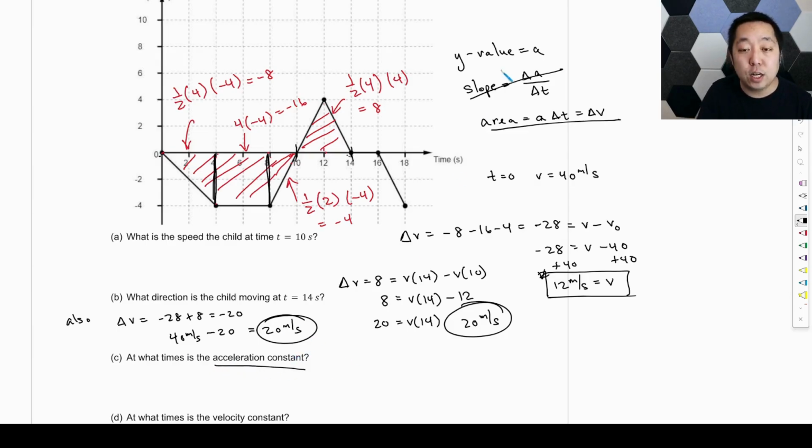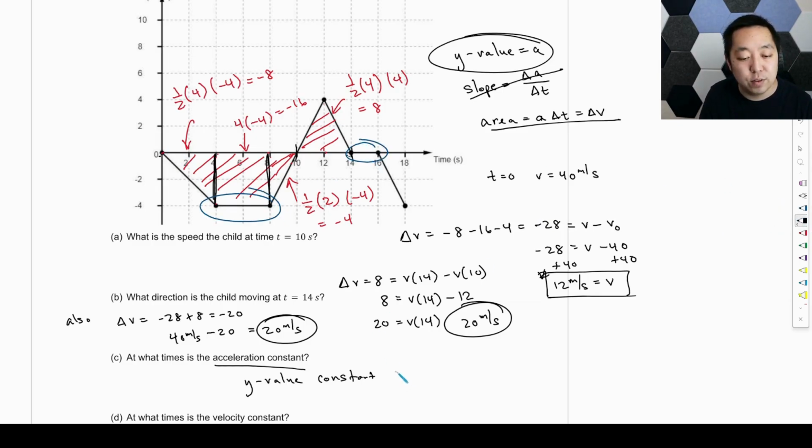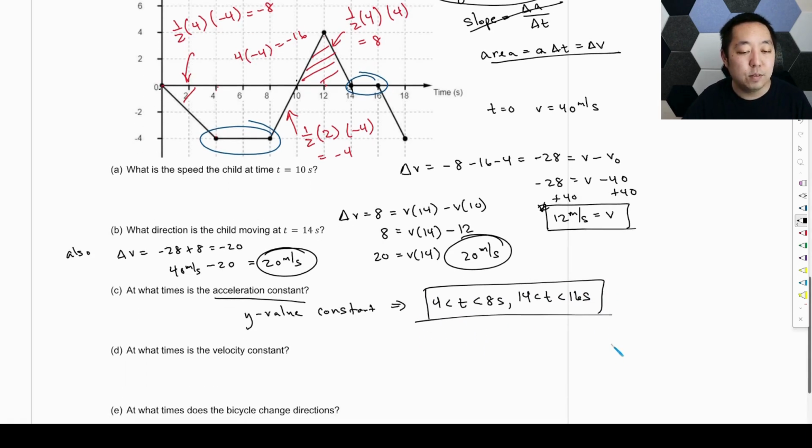When is the acceleration constant? Well, the y value is the acceleration. So this is to say, when is the y value constant? And the y value is only constant, if you look at this graph here, only here and here. Being 0 is still constant. So the y value is constant between 4 and 8. I'm going to clear this part out a little bit so you can see the axes. Between 4 and 8 is where the velocity is not changing. And then also between 14 and 16.